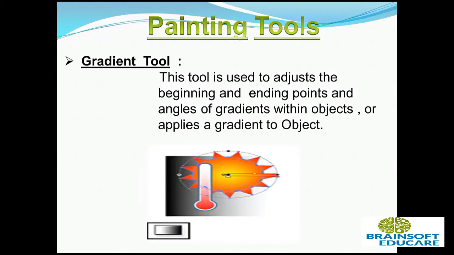Gradient Tool. This tool is used to adjust the beginning and ending points and angles of a gradient within an object or apply a gradient to an object. We can see in the image, and this is the symbol of the Gradient Tool.